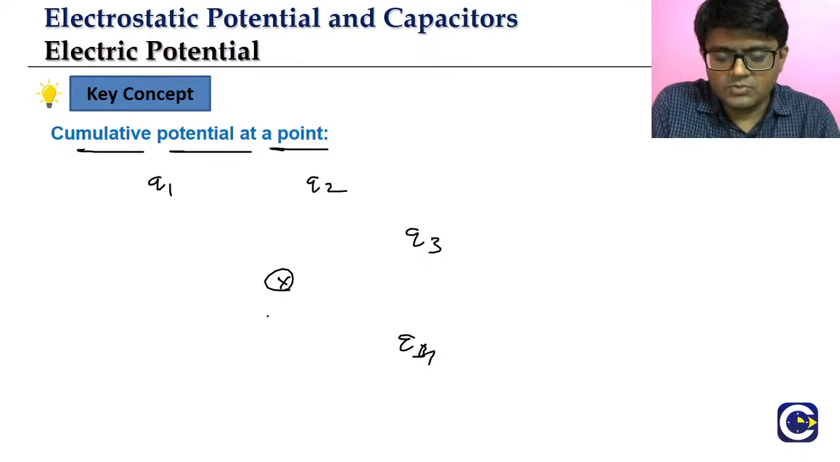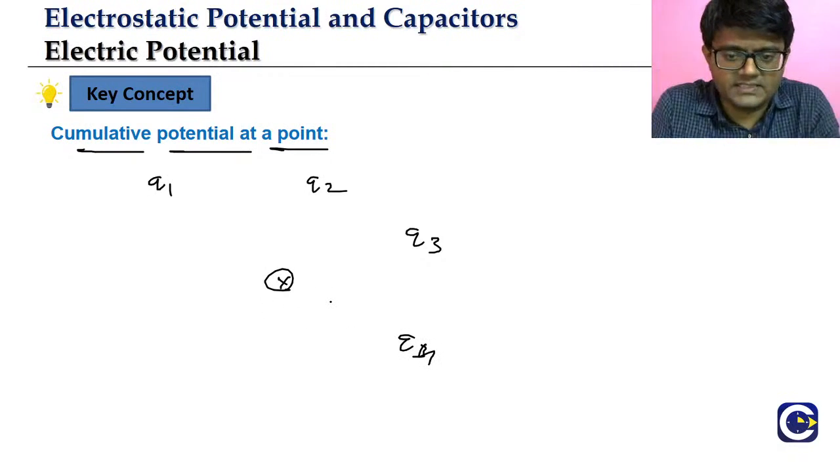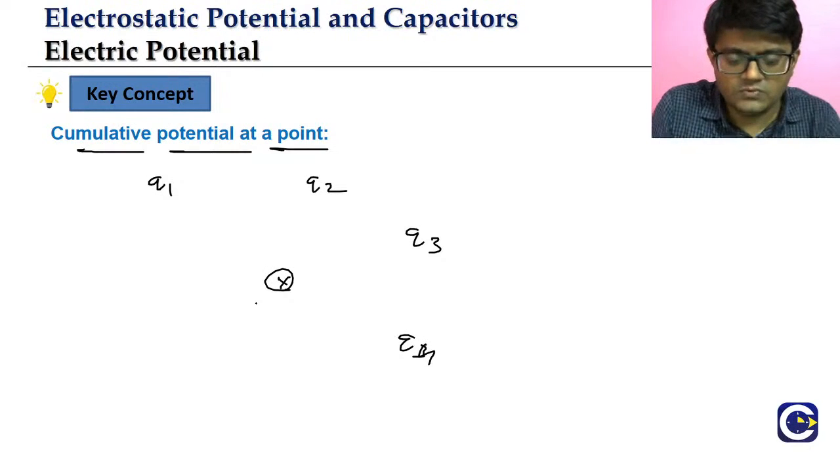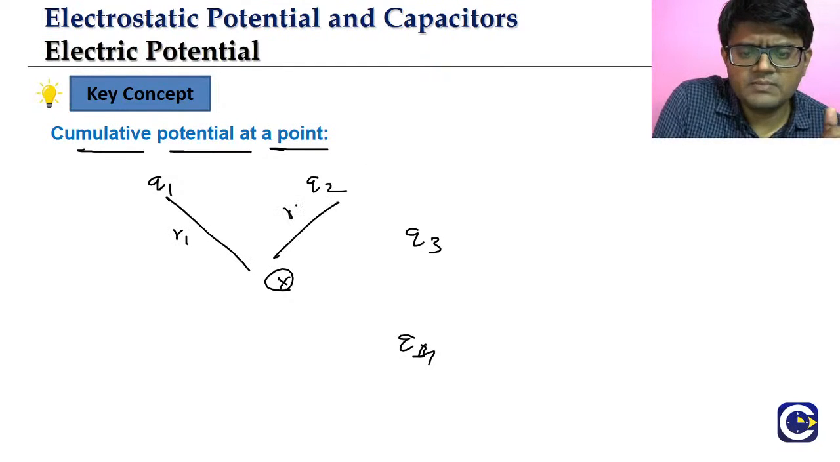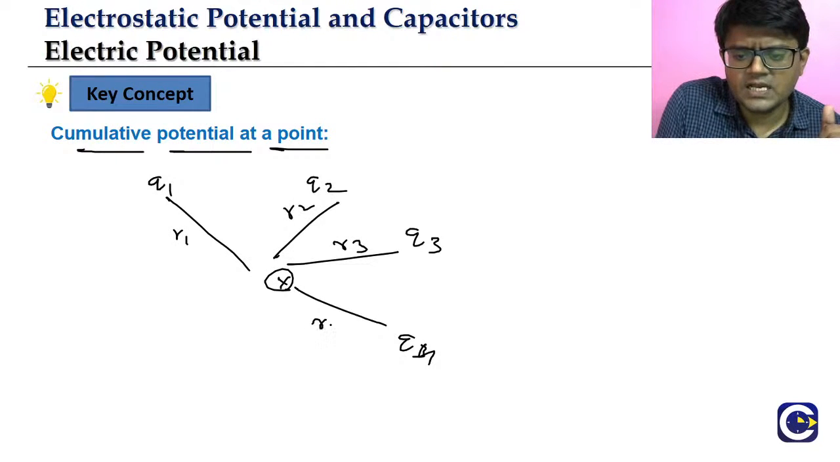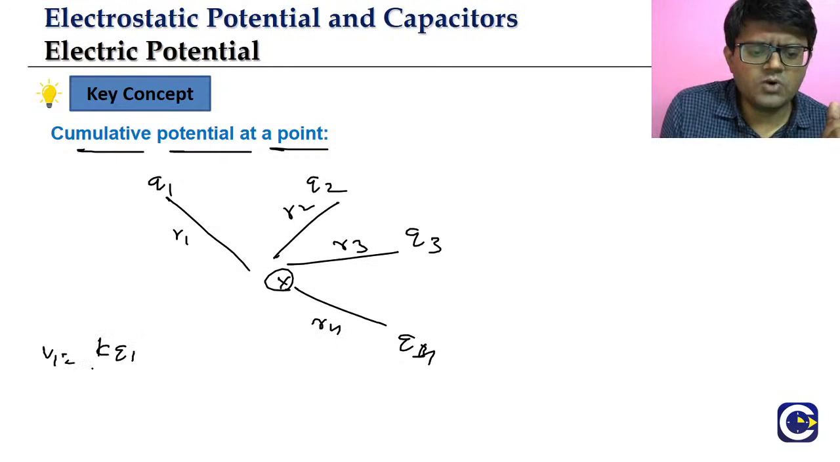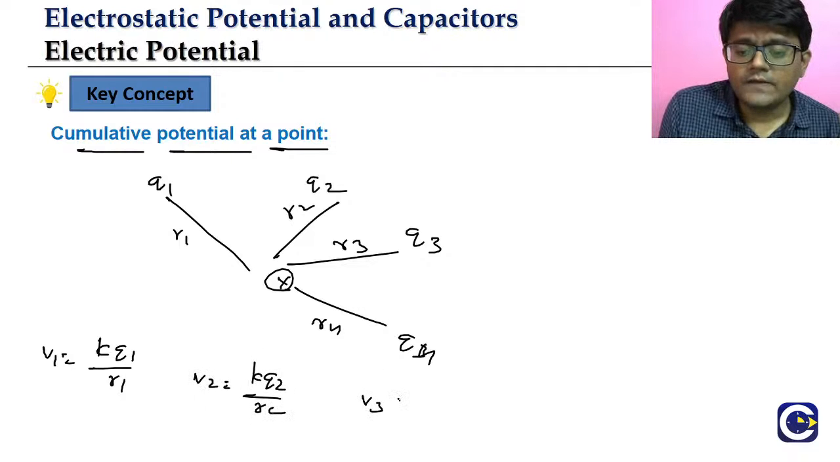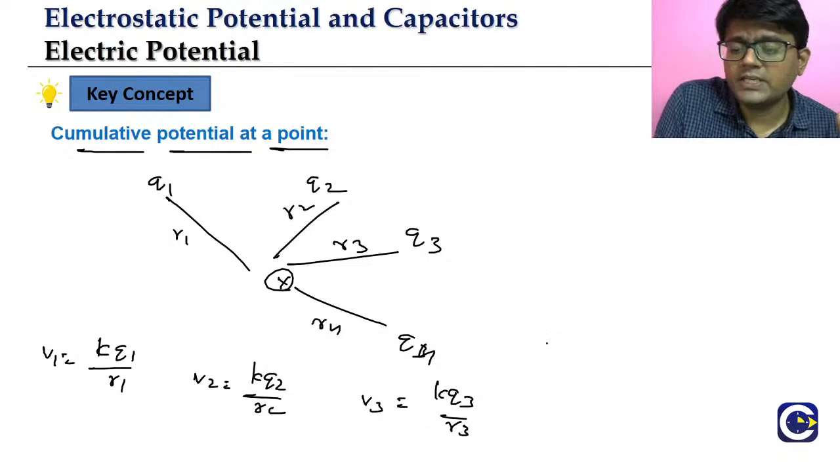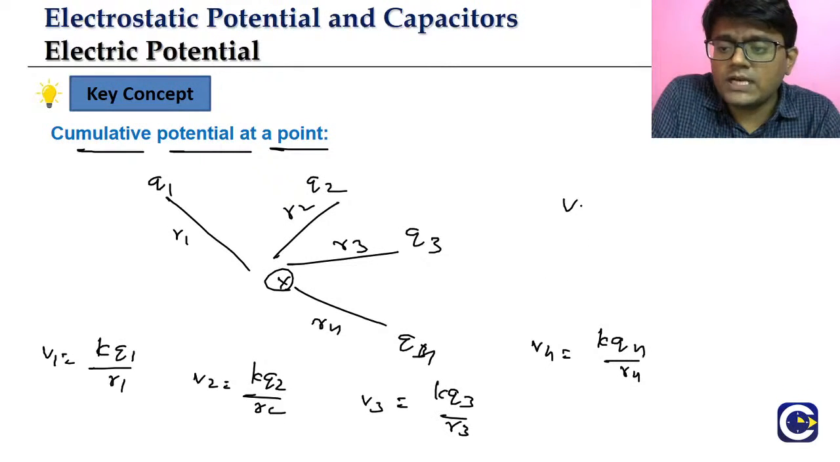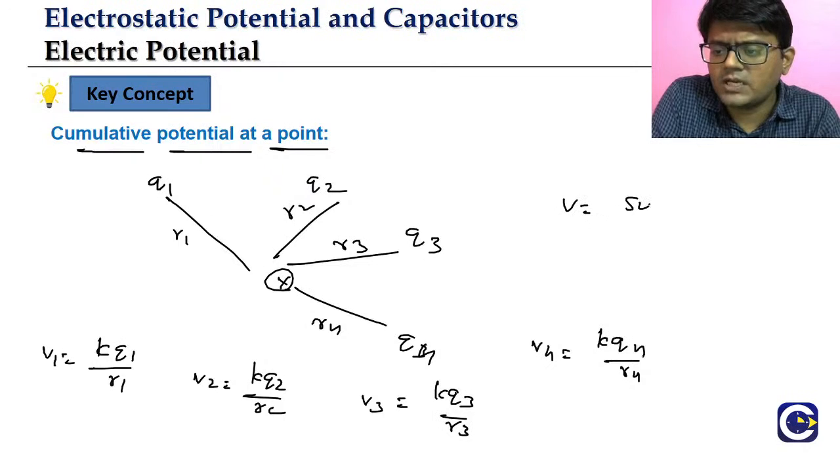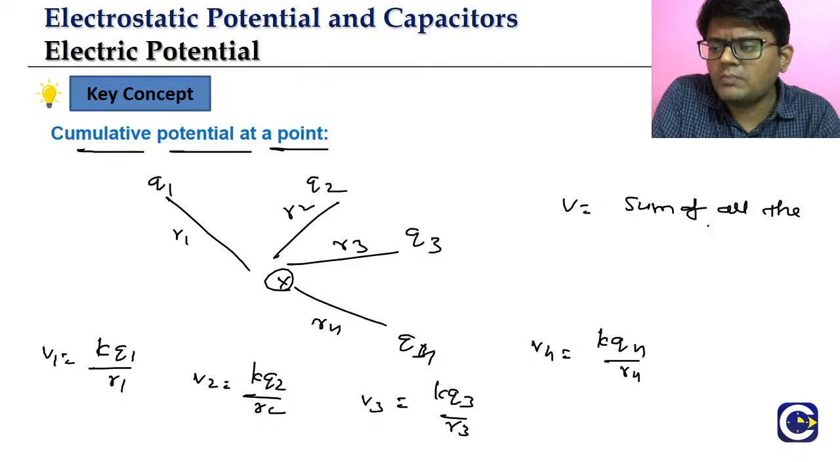Okay, now take a location, and in its surroundings there are many charges. Maybe here we represent 4 charges; you can have many charges also. The distance from this is r1, here it is r2, here r3, here r4. V1 will be equal to kq1 by r1. V2 will be kq2 by r2. V3 will be kq3 by r3. V4 will be kq4 by r4. Each charge develops a potential there separately. If you want to know the total potential at the location, it will simply be the sum of all the potentials.